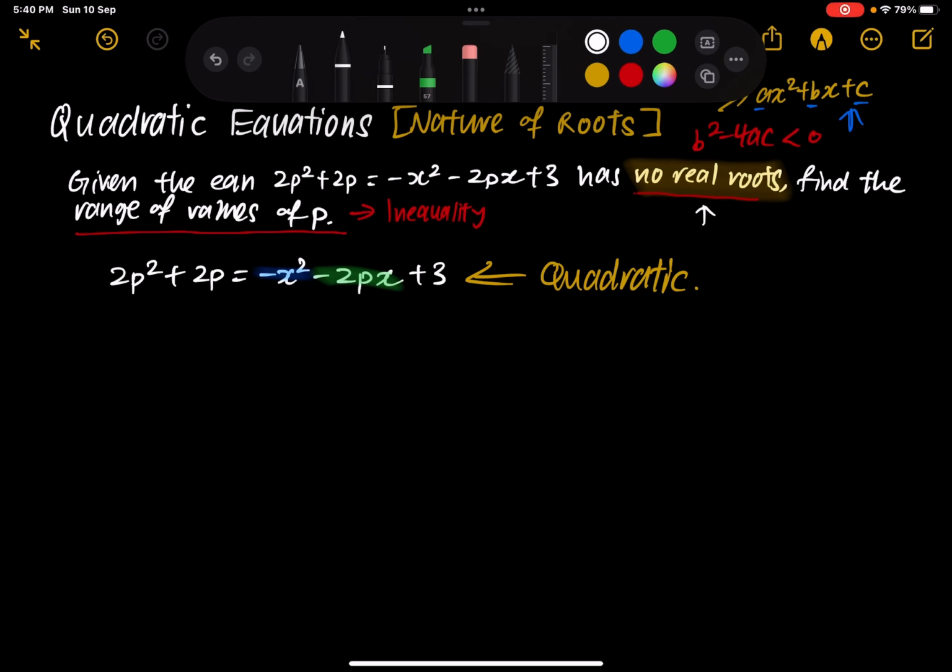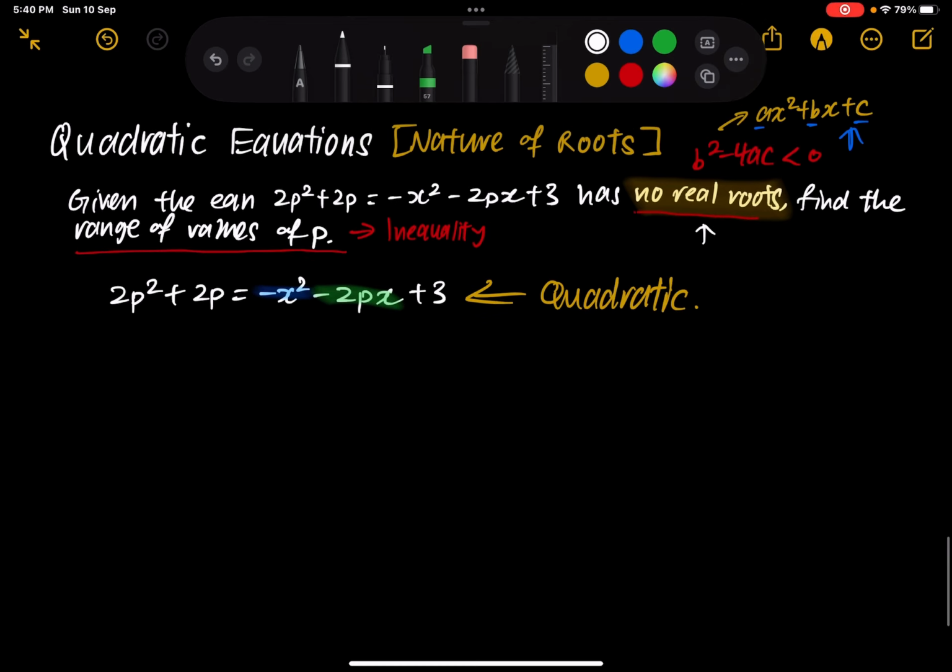I have no real roots. When I say I have no real roots, what immediately comes to mind is the discriminant. So my b squared minus 4ac is less than 0. That means I have to put my equation into the form ax squared plus bx plus c equals 0, so I can do my discriminant.